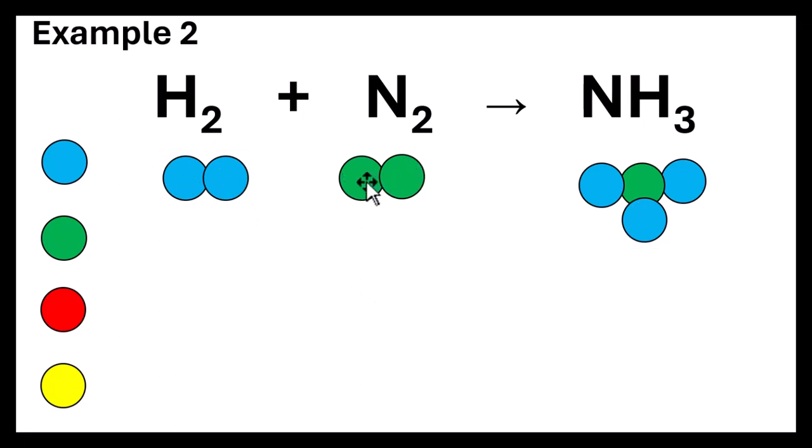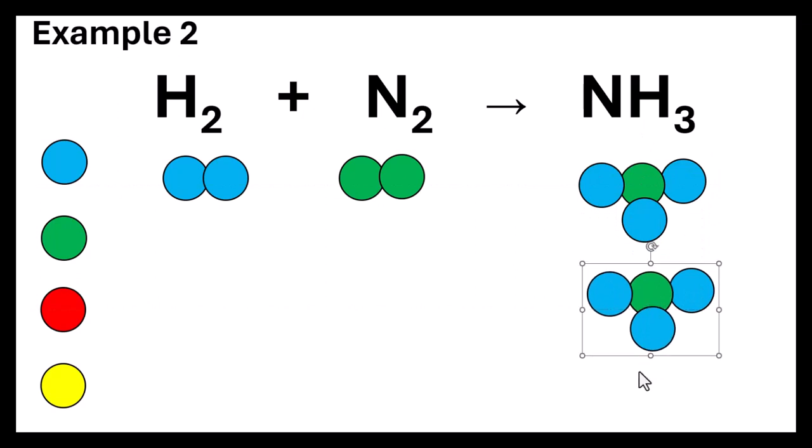Okay, so now you can see there's only 2 on this side and 3 on this side, and then for the nitrogen there's 2 and only 1. So let's increase this 1 first. All right, so we're going to increase the whole thing because you have to do it in groups of these. And now I've got 2 greens on both sides, but my blues, the hydrogens, are not balanced.